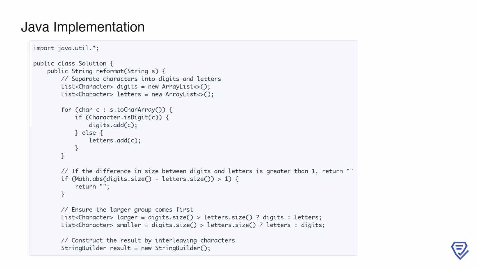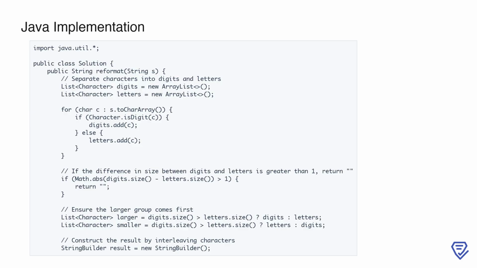By checking if each character is a digit using character.isDigit, we can add digits to the digits list and all other characters, assumed to be letters, to the letters list. Next, we handle the edge case where the difference in size between these two lists exceeds 1. If that happens, it's impossible to interleave them properly, so we immediately return an empty string.